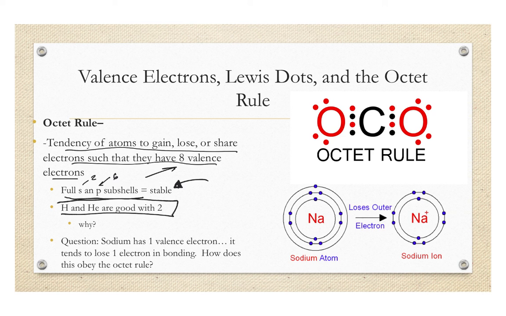Helium and hydrogen, those are good with only 2 valence electrons, because they're in that first energy level, and the first energy level only has 2 valence electrons possible.